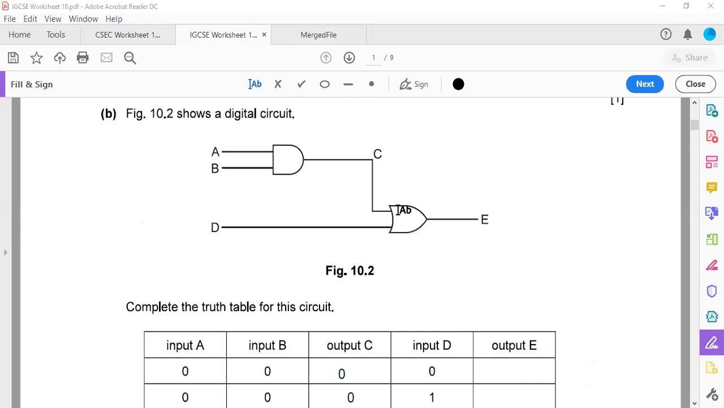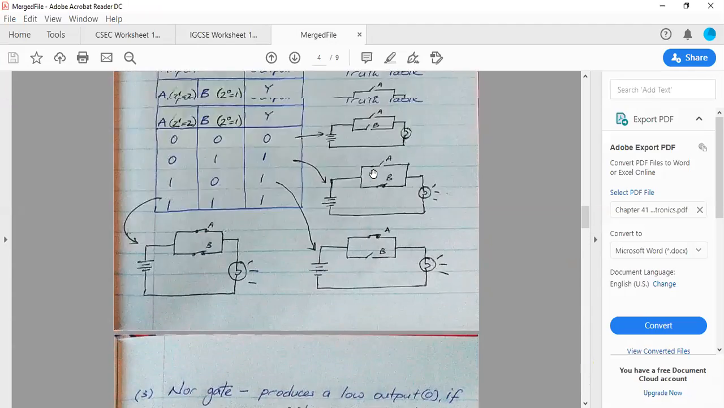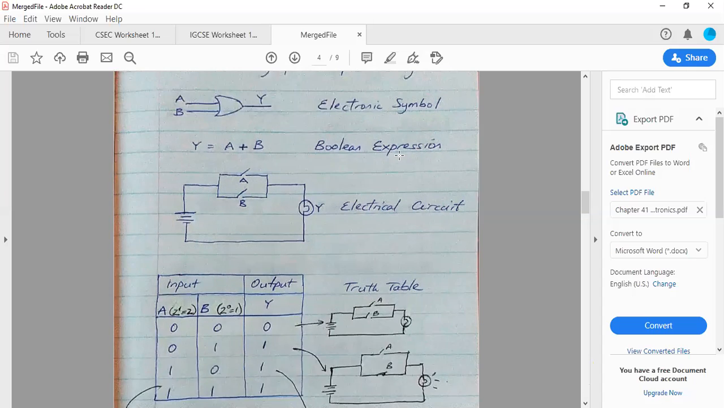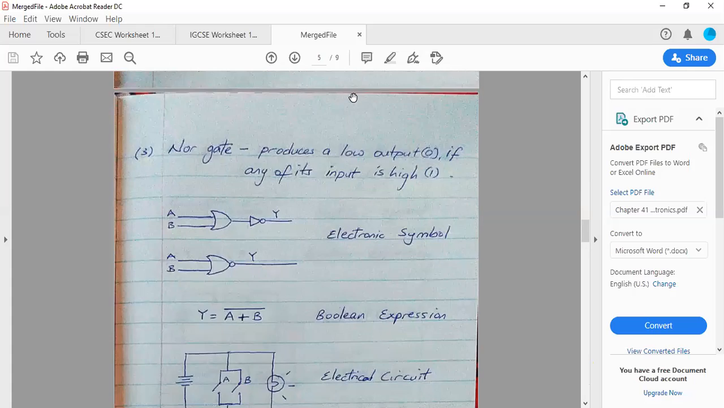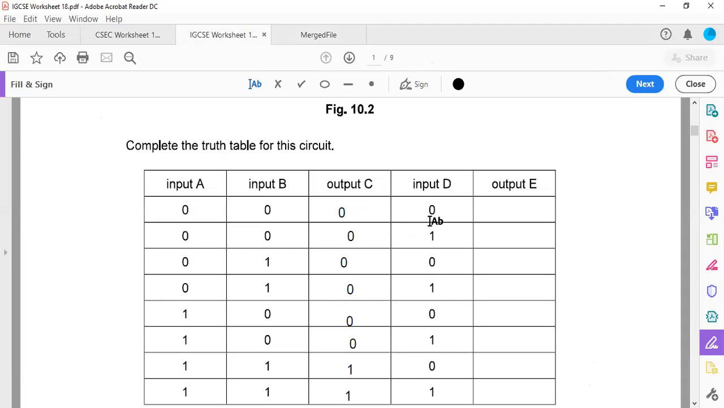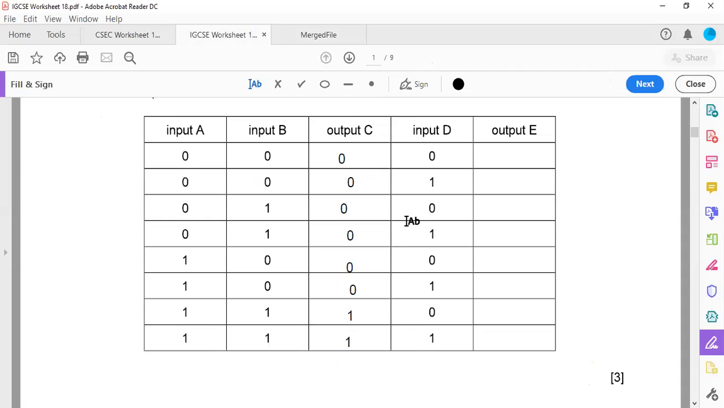So we're moving on now to output E. Output E is OR. And if we go back to the file now, we said that in an OR gate, what do we say? An OR gate produces a high output if any of its inputs is high. So mind you, once any of the inputs is 1, the output is going to be 1. And that OR gate comes from C and D. See two conditions, C and D here. So we're dealing with these two columns here, output C and output D.